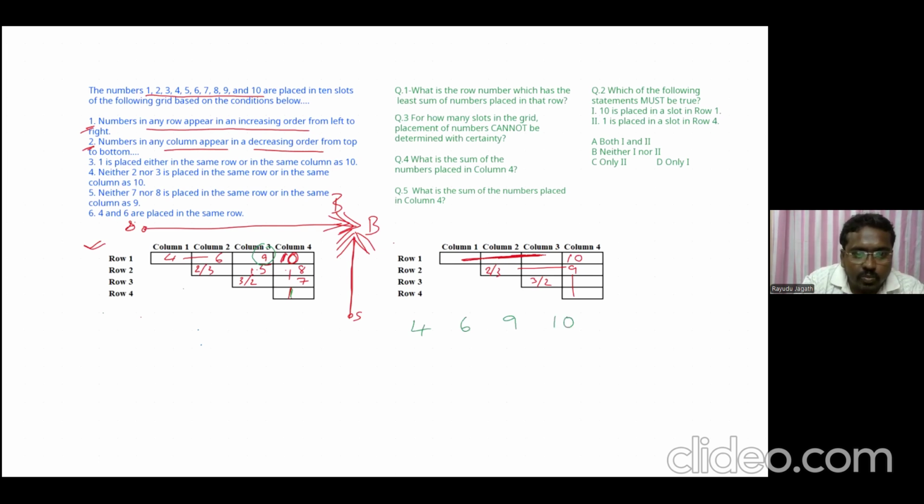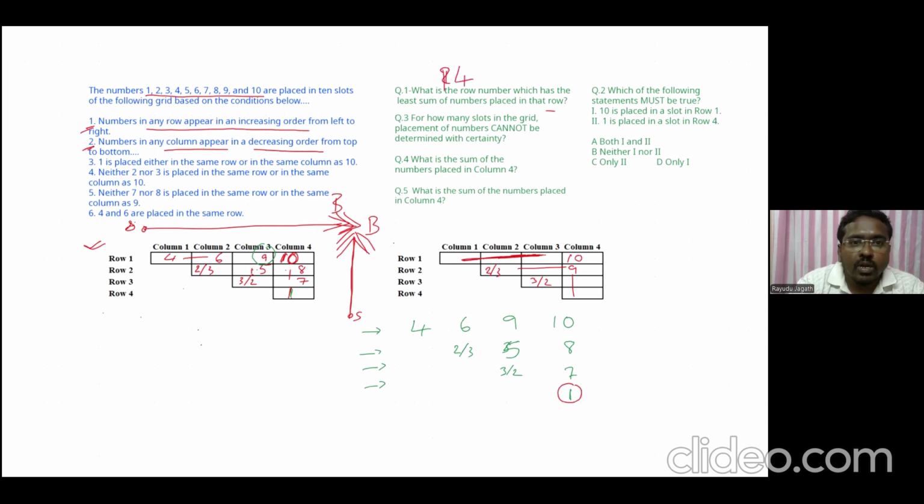Below that, this is 2 by 3, this is 3 by 2, this is 5, this is 8, this is 7, and below that it is 1. Now based on this, we can answer questions. So the first question: what is the row number which has the least sum of numbers placed in that row? Only row 4 is having only 1, therefore this is row 4.